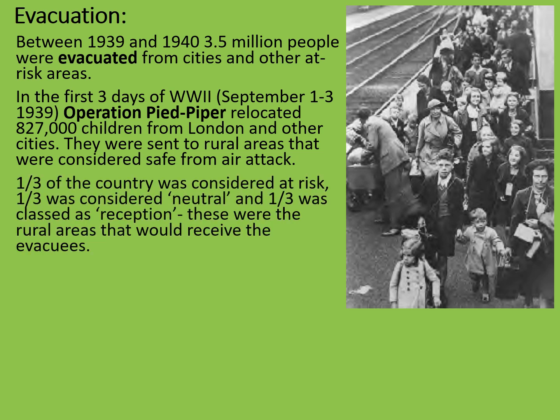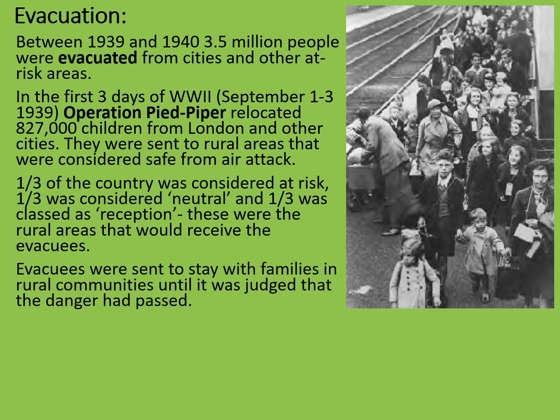1/3 of the country was considered at risk. These were typically the cities and the ports. 1/3 was considered neutral, where there might be some risk but not a great risk. And 1/3 was classed as a reception area. In other words, they would receive the evacuees. These were the rural areas that would receive the evacuees and were considered safer from bombing.